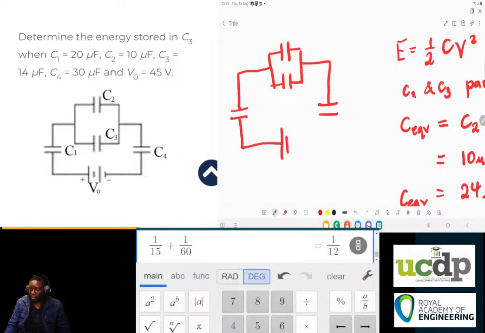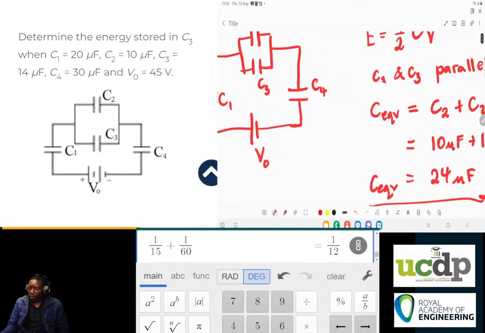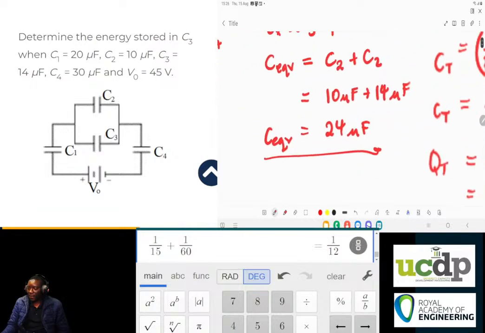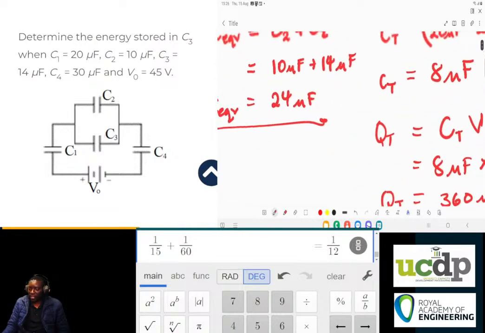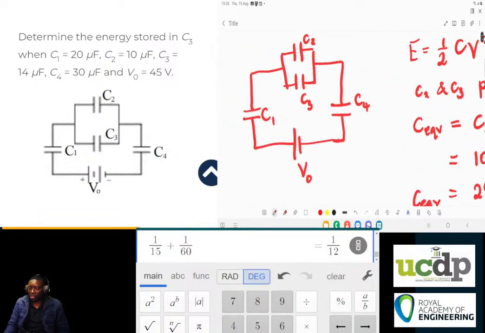So forgive me, I'm just trying to make a quick sketch there. So we've got our voltage supply, C1, C2, C3, and C4. Now, what does this 360 microcoulombs mean? It is the total charge contained in the system.